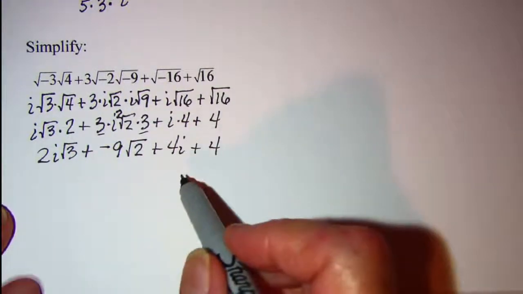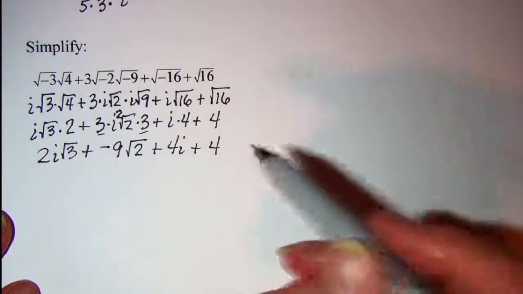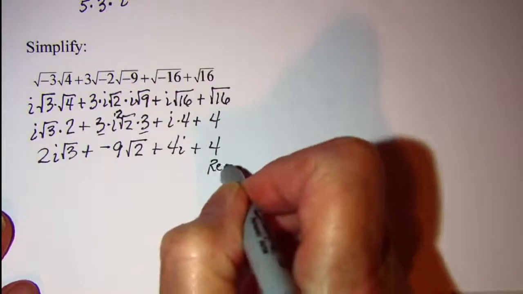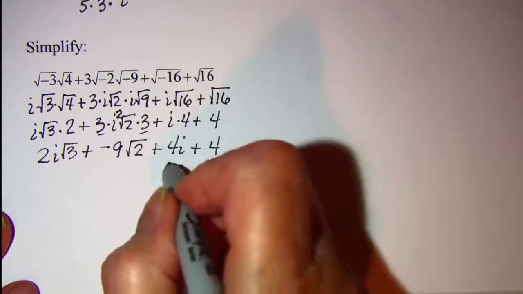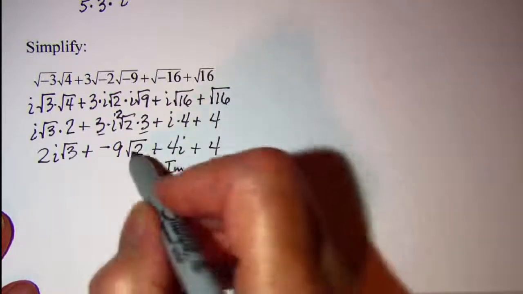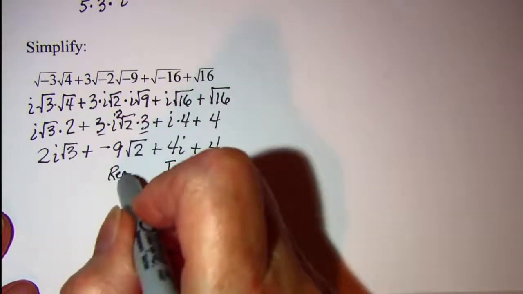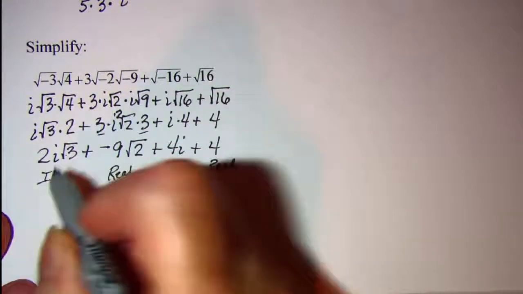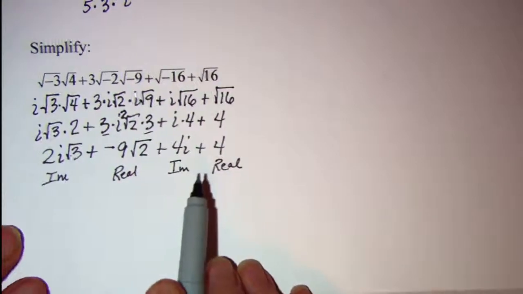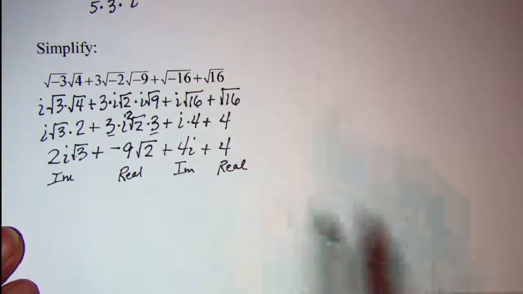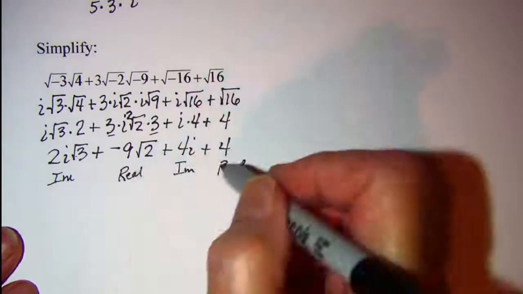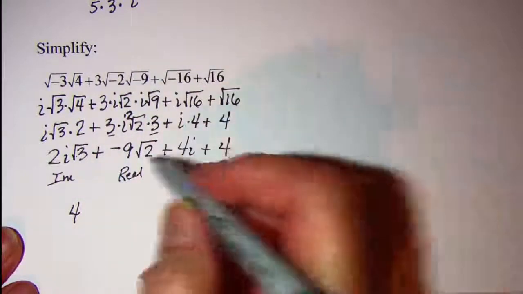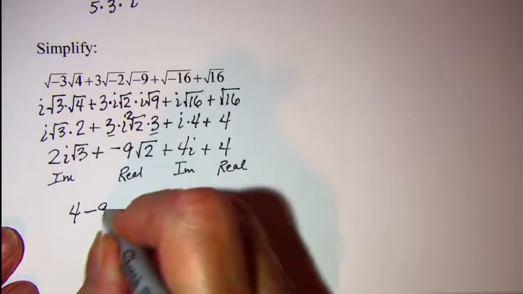Alright, now if we were going to write this in standard form, we'd want to find our real parts first. This number is real, imaginary, real, imaginary. So in our standard form, a plus bi, I want my real numbers, and I'm going to write the 4 first since it's positive. So 4, and then minus 9 root 2.